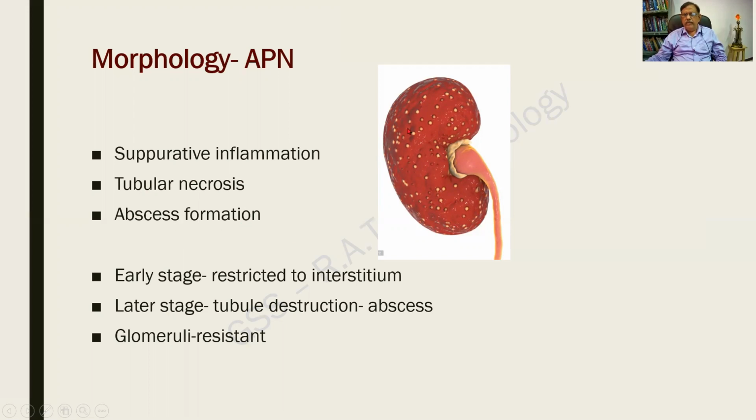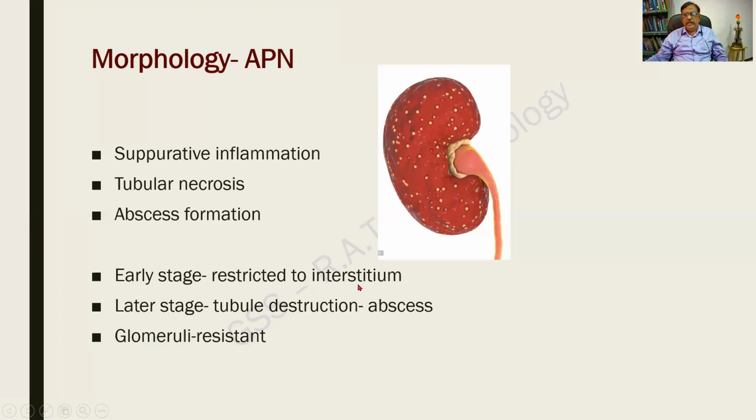Grossly, this is what people see. We find multiple lesions in the external surface itself. They are yellowish white, irregular. Sometimes they can fuse together, leading to subcapsular abscesses.